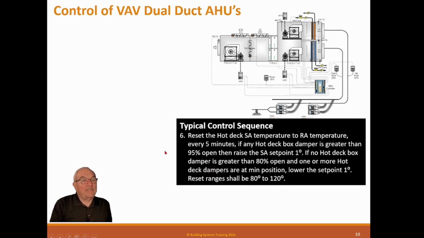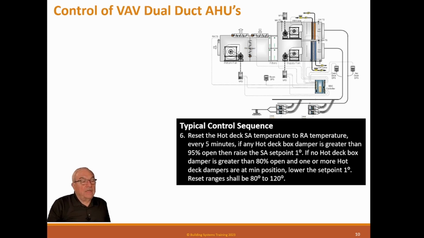Reset the hot deck supply air temperature to return air temperature every 5 minutes. If any hot deck box damper is greater than 95% open, then raise the supply air set point 1 degree. If no hot deck box damper is greater than 80% open and one or more hot deck dampers are at minimum position, lower the set point 1 degree. Reset range shall be 80 to 120.